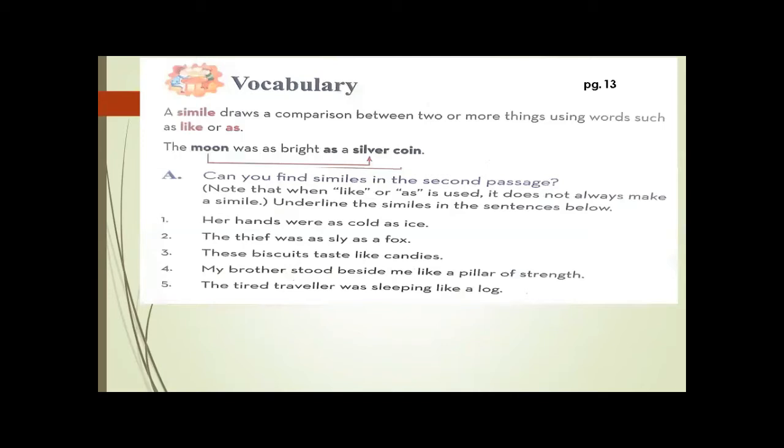The second type of similes are those that make comparison with the word like. For example, she sings like an angel. So here the angel and the girl singing is similar, or you can say that the girl's singing is being compared to that of an angel.